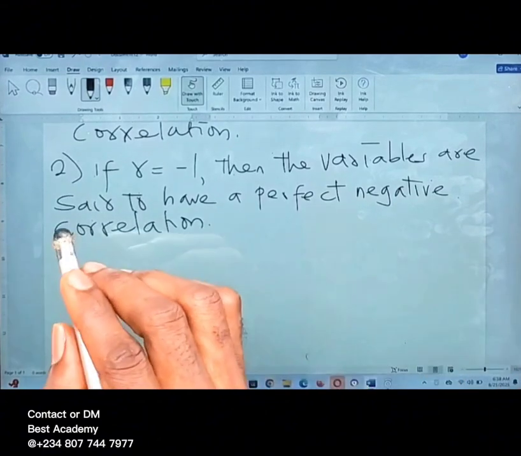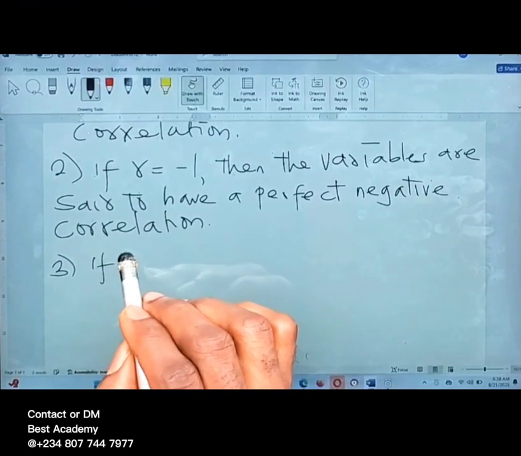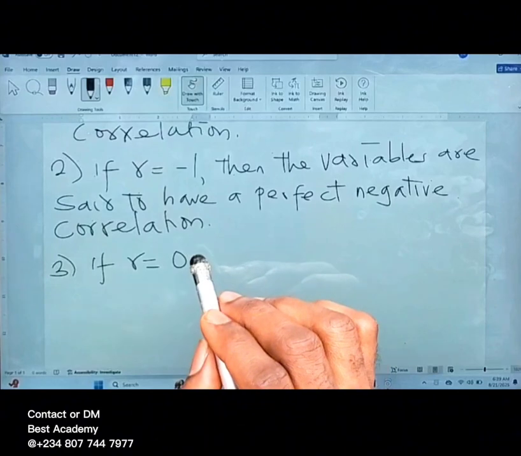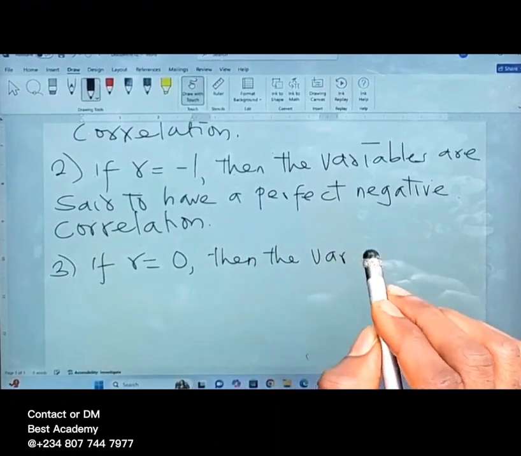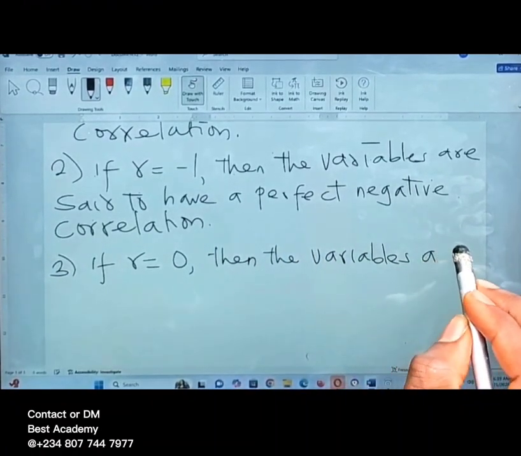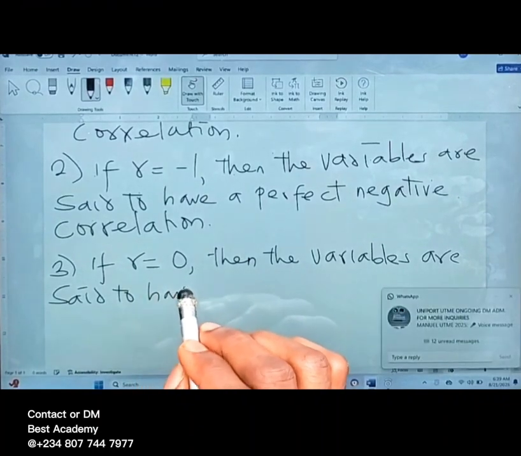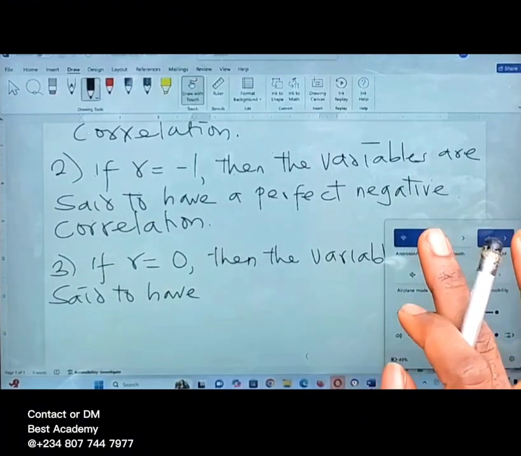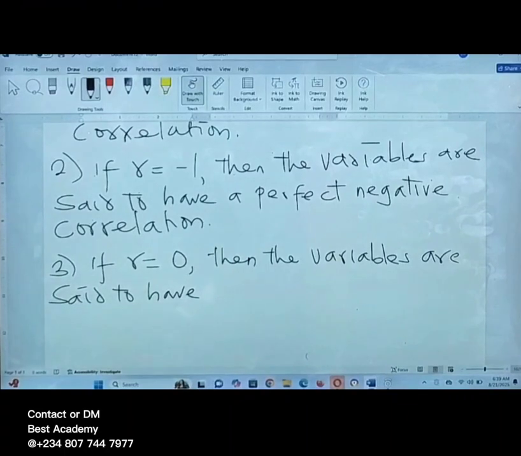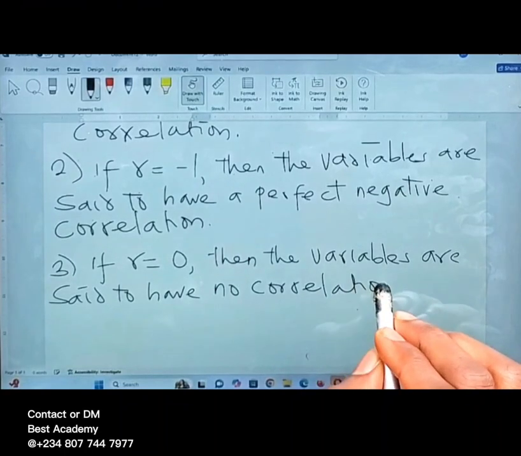Now the next one, 3. If r is equal to 0, then the variables are said to have no correlation.